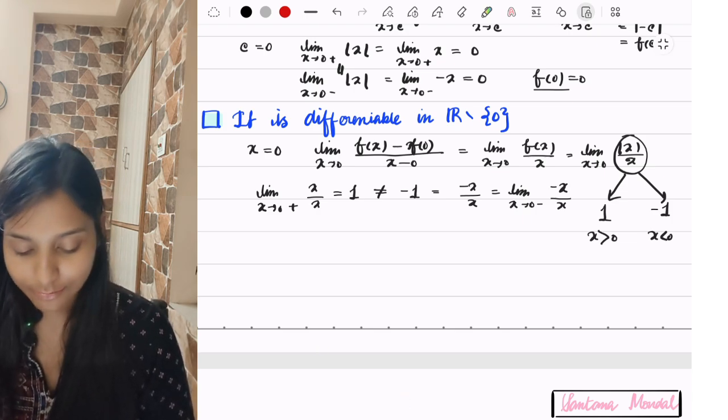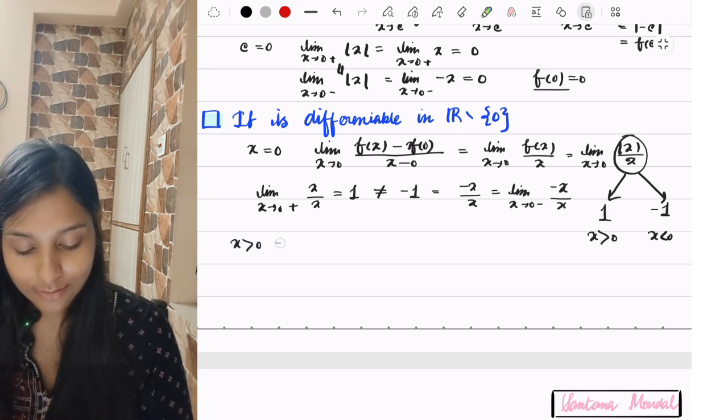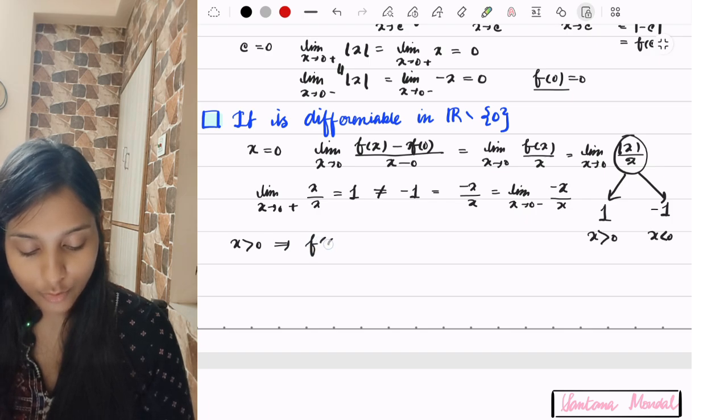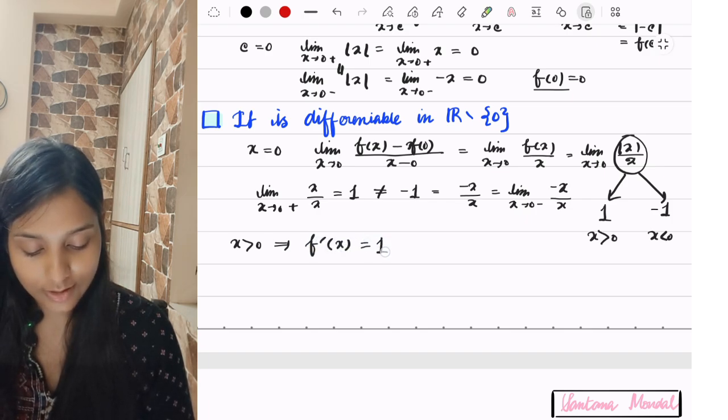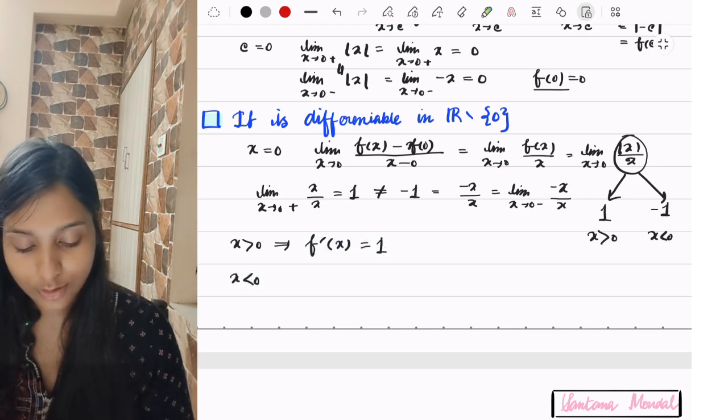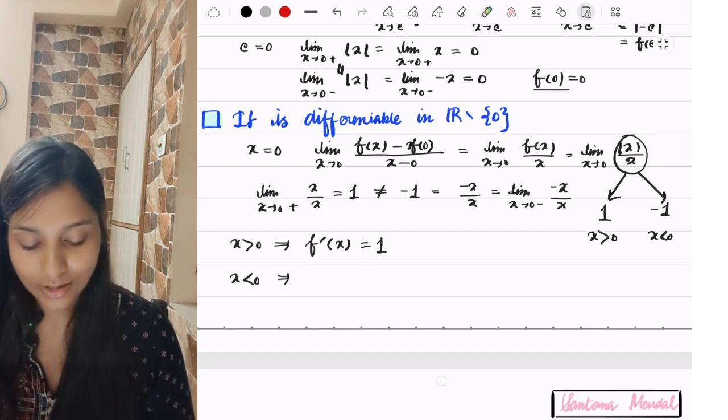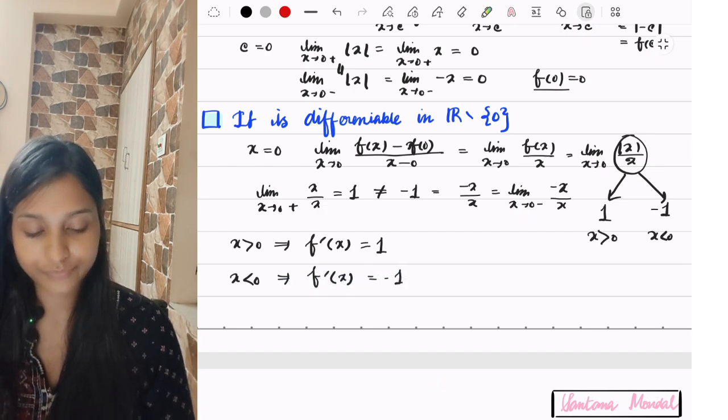For the positive values, if we take the derivative, we will get f dash x as 1, and if we take the derivative on the negative side, we will get the derivative as minus 1.